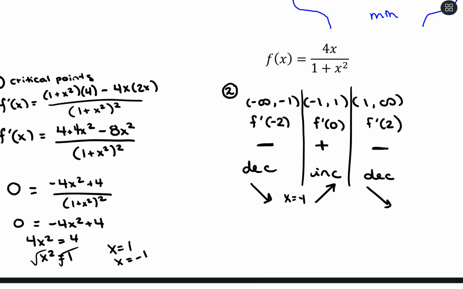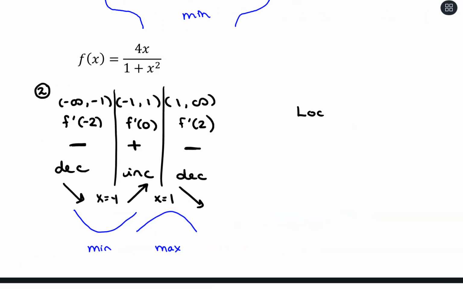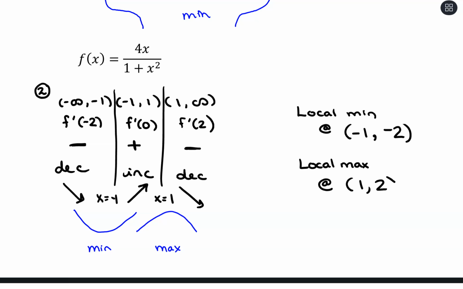And here's our critical value of negative 1. Here's our critical value of positive 1. So if we're going down and then up, that's making a local minimum. If we're going up and then down, that's creating a local maximum. So we have a local minimum at the coordinate negative 1, and then if we plug in negative 1, let's see, there'll be a negative 4 over 2, so negative 2. And then a local maximum at positive 1, which will be 4 divided by 2, positive 2.